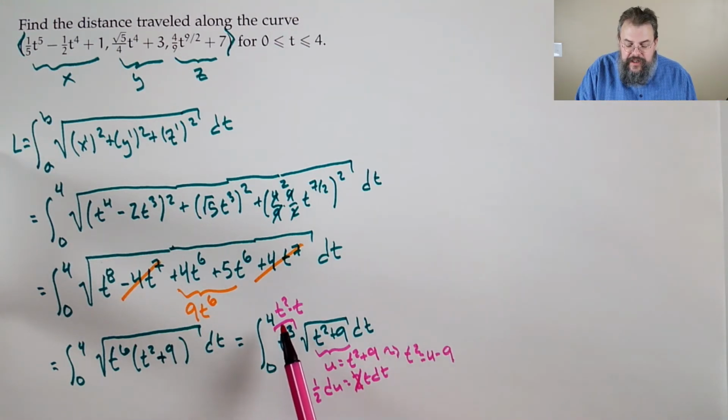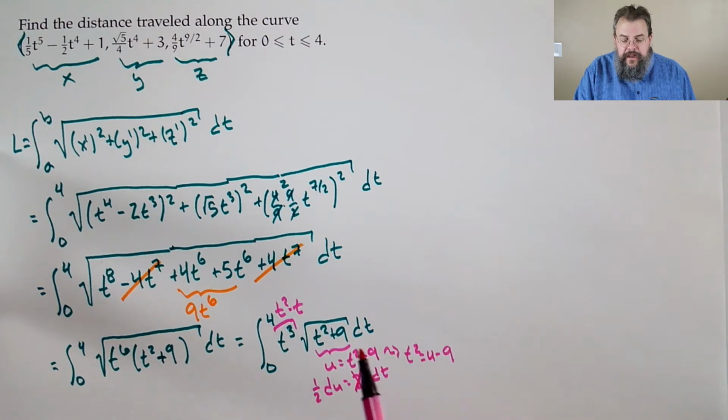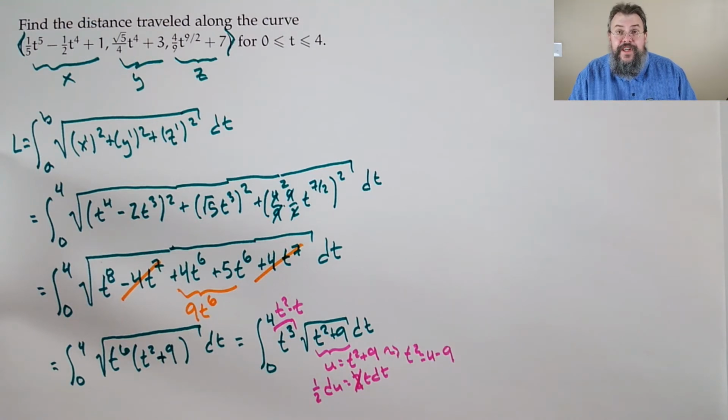That says I've got all my bases covered. I can change that t squared. It's u minus 9. That t with the dt becomes the du. The square root of t squared plus 9 becomes square root of u. I'm good to go. So this is a fantastic substitution to make. Indeed, it's just the right one. It balances out all the pieces that we need.